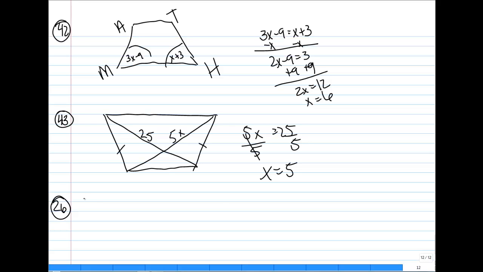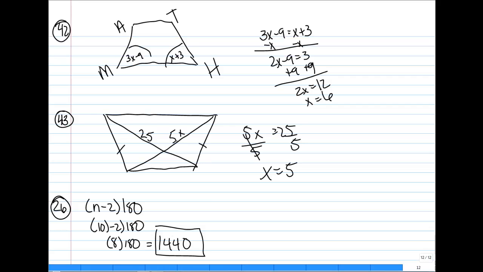26. Don't ask me about the numbering system on this. Find the sum of the measure of interior angles of a decagon. You use this formula, where n is the amount of sides. And a decagon is a 10-sided object. So 10 minus 2 times 180. 10 minus 2 is 8 times 180, which is 1440. Is what all the angles will add up to.